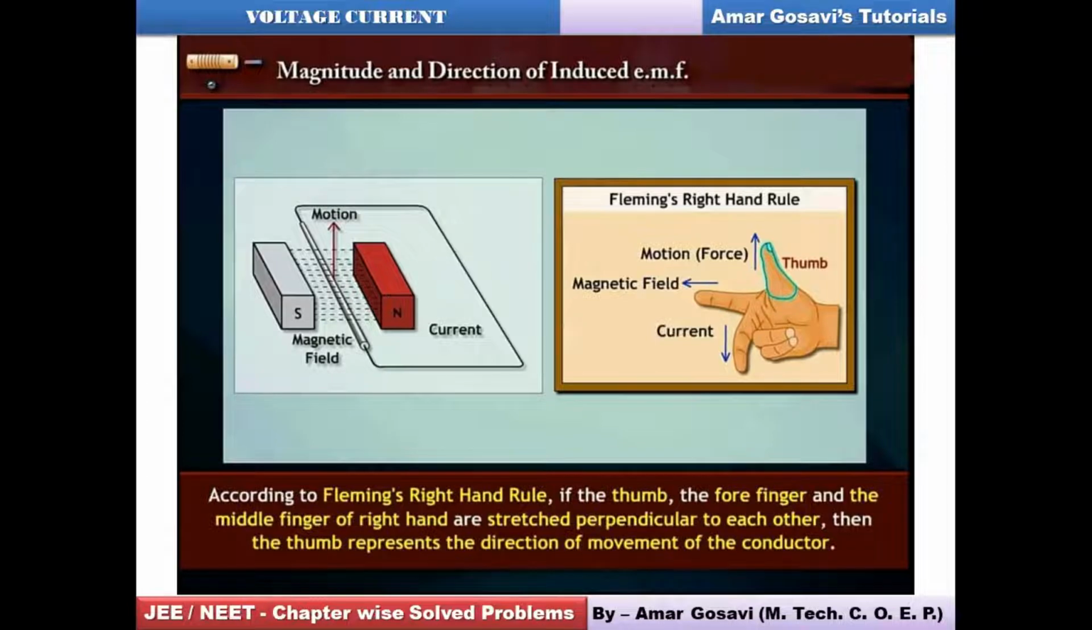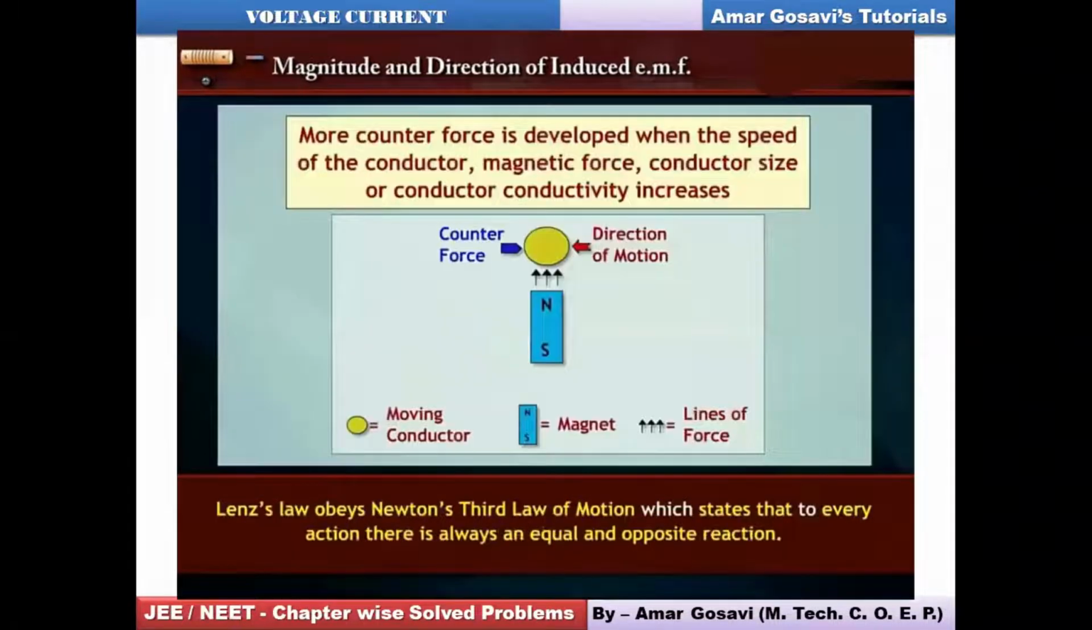Okay, let's move ahead. We were talking about Lenz's law. So how does this Lenz's law come into the picture? Whenever we try to move the coil or a magnet, a counter force is generated to restrict the motion. That counter force develops as per Newton's third law, which states that to every action there is an equal and opposite reaction. And this leads to Lenz's law. Please make a note of it.